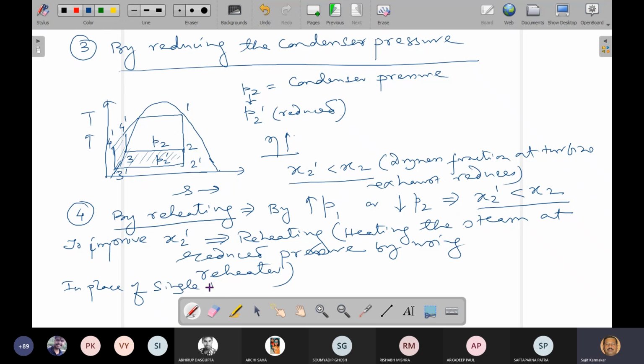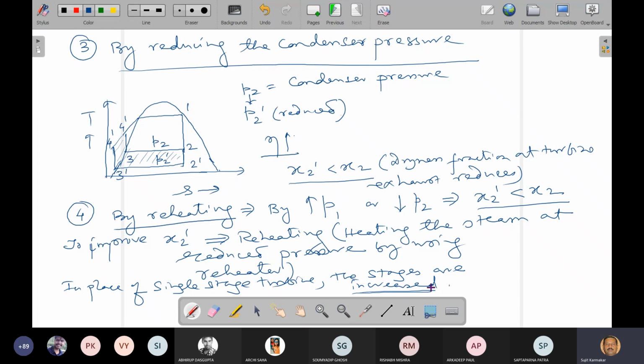single stage turbine, the stages are increased. Okay, so that is very important. The number of stages is increased in this case. So instead of a single stage, you can go for a multi-stage turbine.